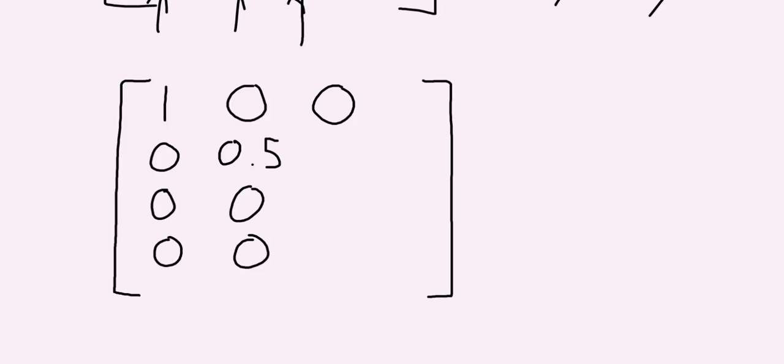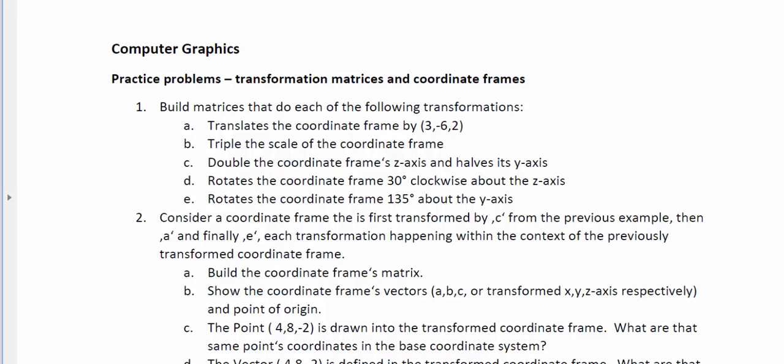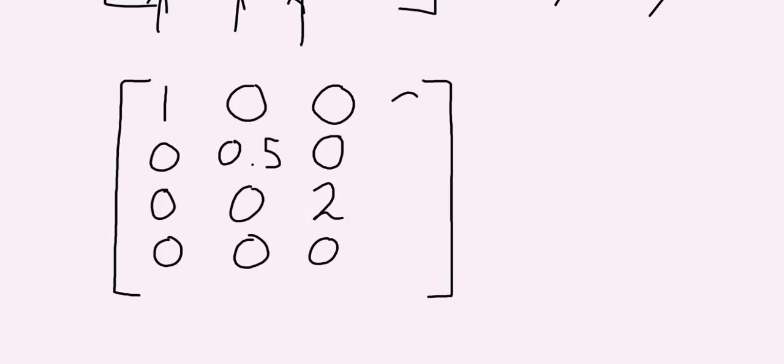We're supposed to have 0.5 its y-axis. So we take the y vector and halve the length of that, and that multiplied with the current coordinate frame, whatever it is, will have its y-axis halved, and then we want to double its z-axis. That was what was asked for, right? Double the z-axis and halve its y-axis. And we're not changing the point of origin. So this is again a scale, a scale by 1, 0.5, 2.